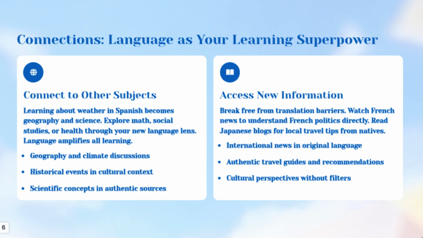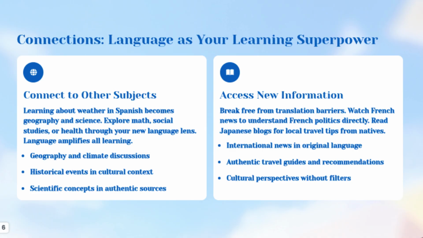Number three is connections. This is where your language learning becomes a superpower for learning about, well, everything else. 3.1 Connect to other subjects. First, you can connect to other school subjects. Learning about the weather in your Spanish class isn't just vocabulary, it's a mini geography or science lesson. You can explore math, social studies, or health, and all through the lenses of your new language.